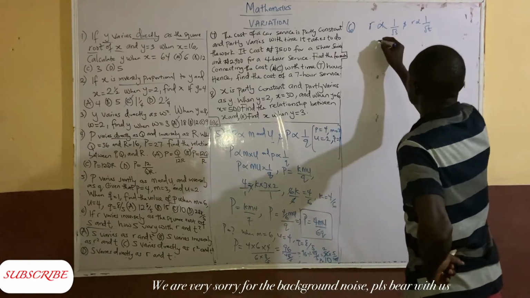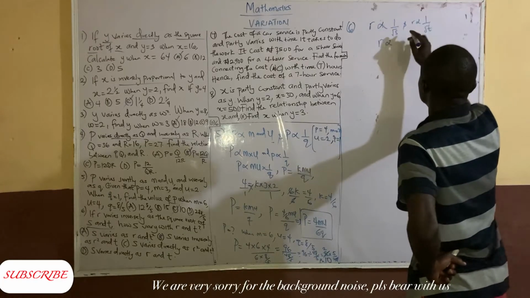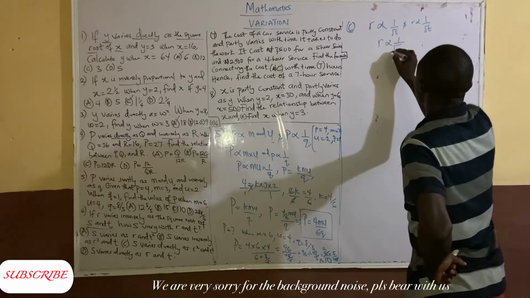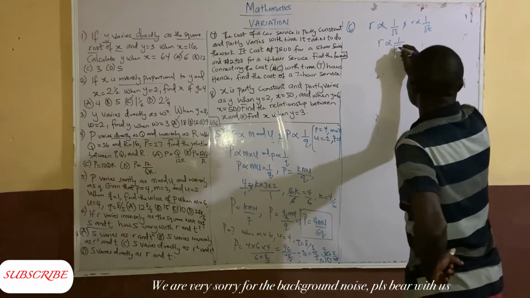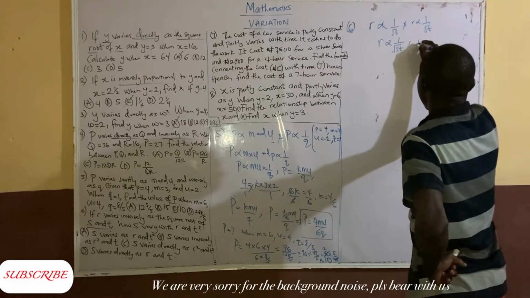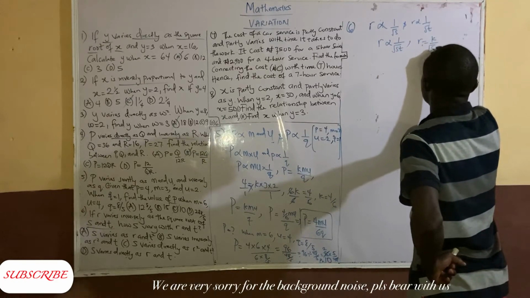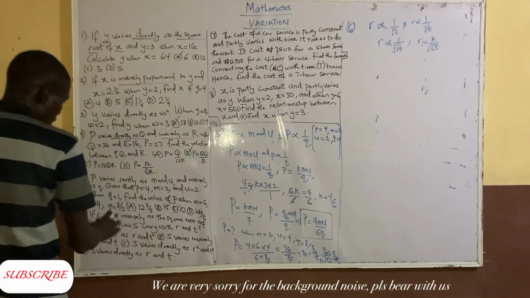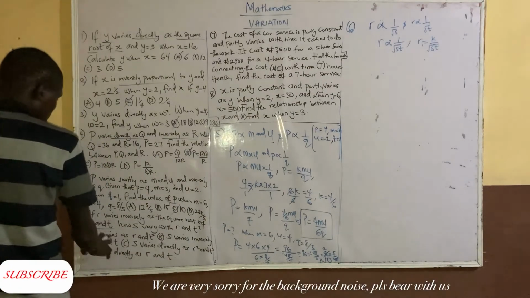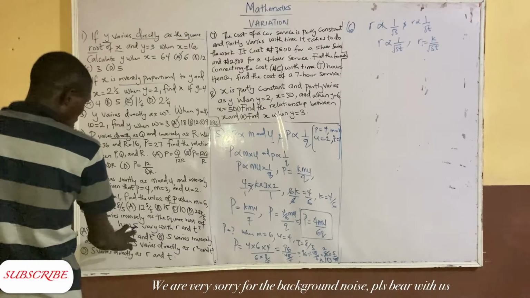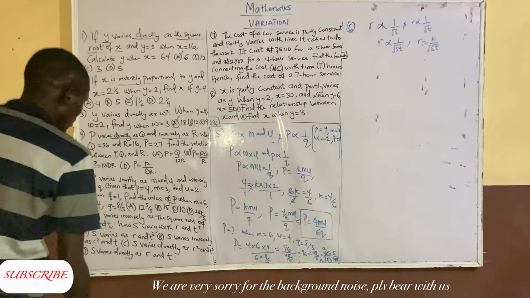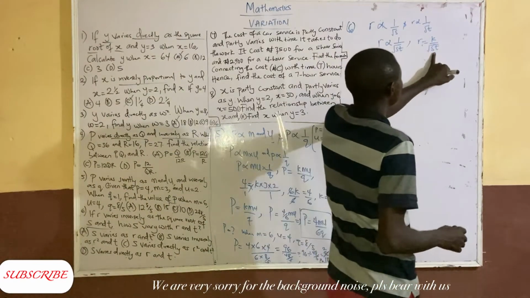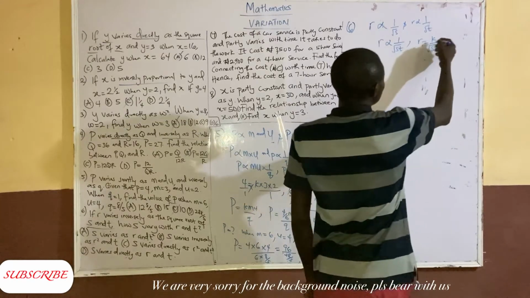Whichever the case, we are still going to have R inversely proportional to the square root of S times the square root of T, which gives root ST. So R will be equal to K over root ST. Now we ask: if R varies inversely as the square root of S and T, how does S vary with R and T? Meaning that we have to make S the subject of the formula.